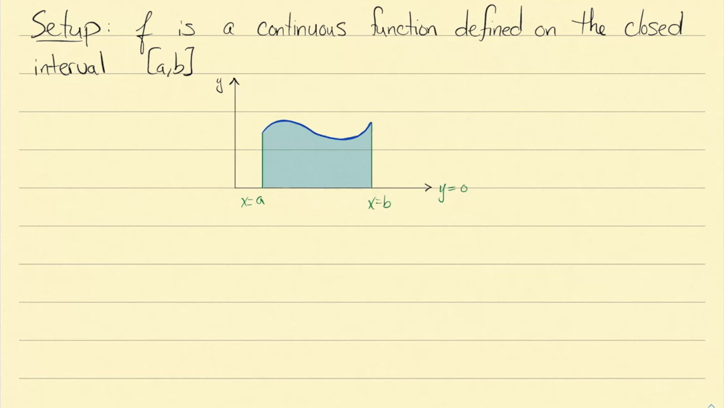So the setup is we have a continuous function f and a closed interval a to b on which f is defined. We're interested in measuring the area of this shaded blue region, which is bounded on four sides by the function f, the x-axis, the vertical line x equals a, and the vertical line x equals b.